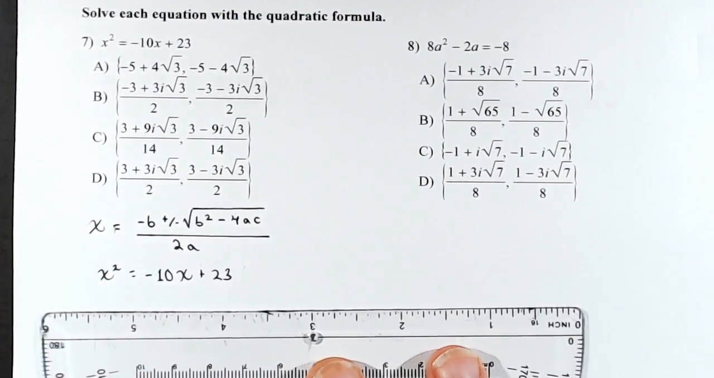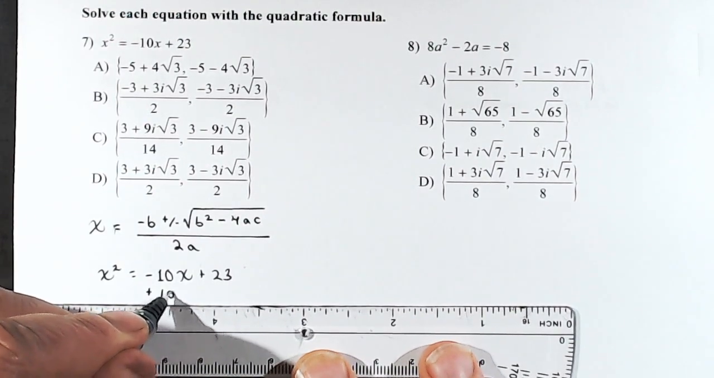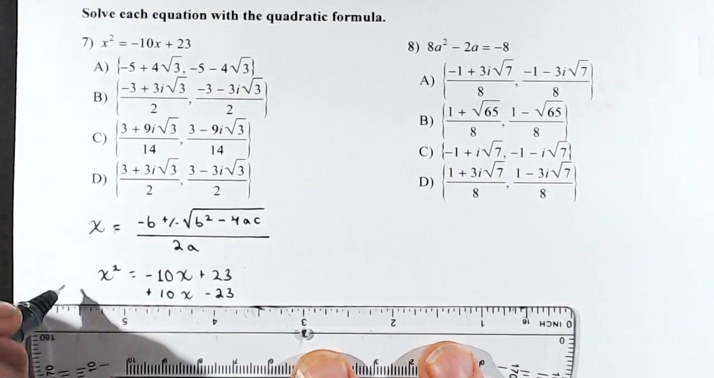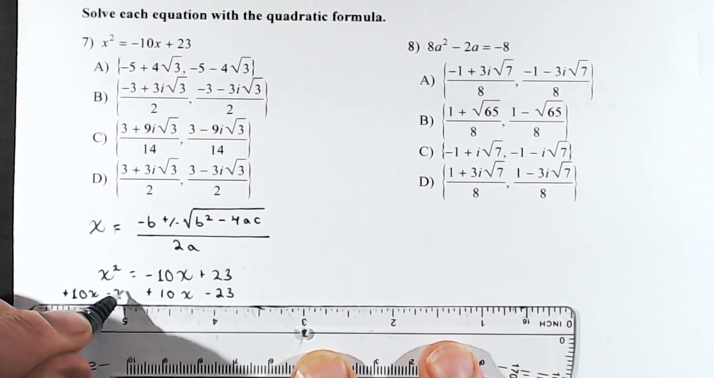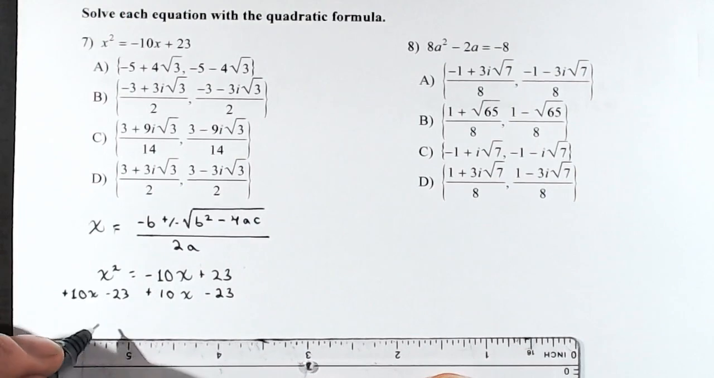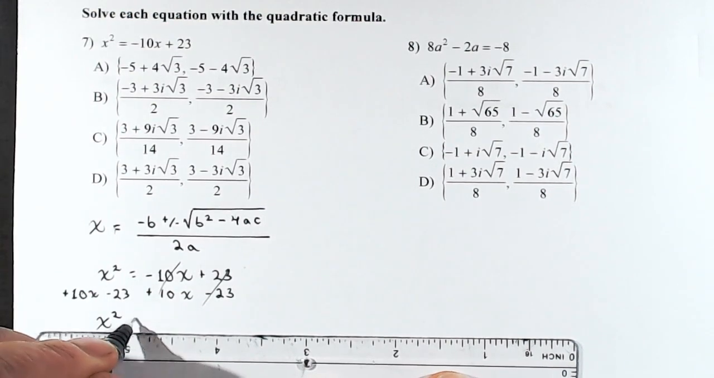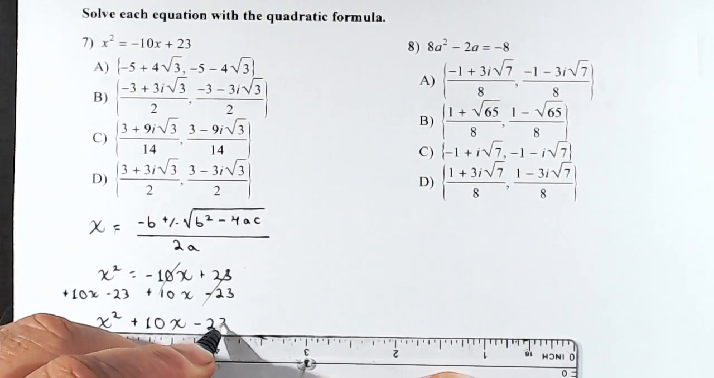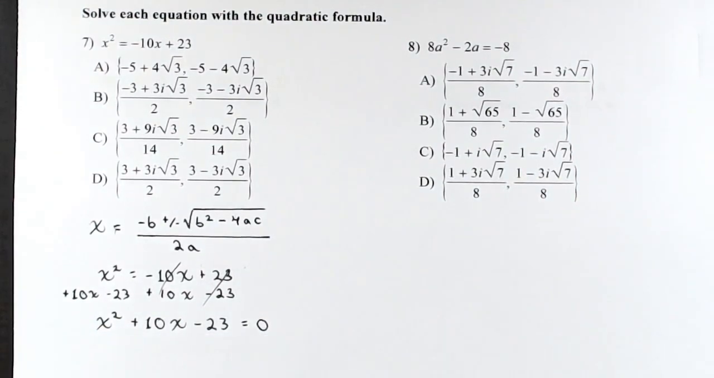That is definitely not standard form, so we need to move everything over to the left side of the equation. So we'll add 10x, and we'll subtract 23 from both sides of the equation. And here I'm just doing these two steps at once because we understand what we're trying to accomplish here. So these all cancel out here. So x squared plus 10x minus 23 equals 0. Now we should identify the a, b, and c terms.